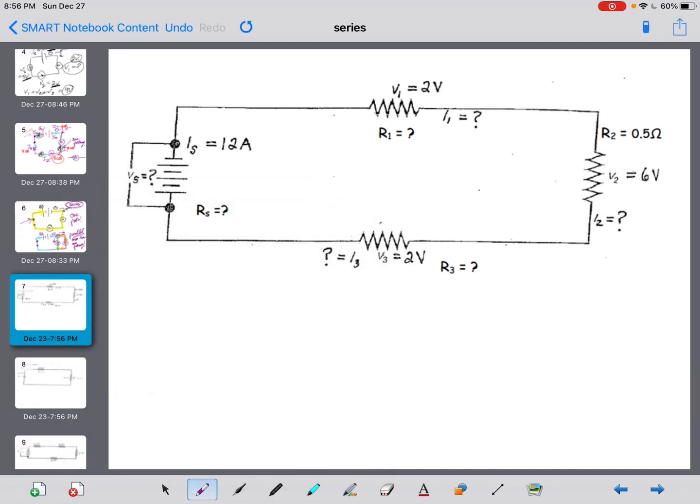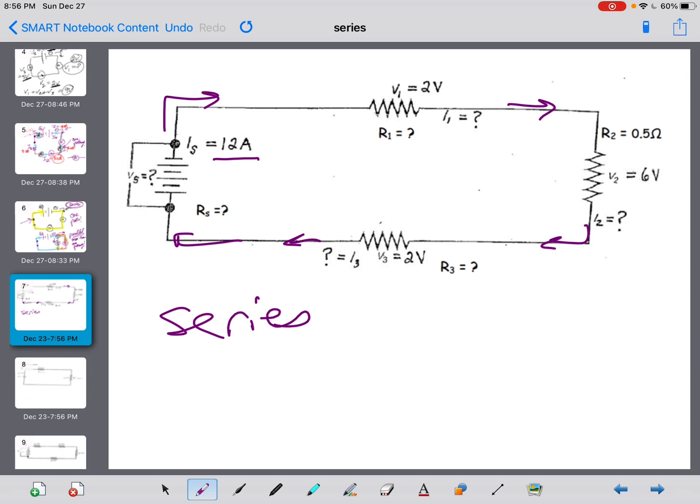Okay, so let's do current first. So current at the source, the battery here, is 12 amps. If we remember our relationship, current is the same no matter where, and we can tell this is a series. So first, of course, you'd want to check to see what type of circuit this is. If you follow along, there's only one pathway for the electrons to go on, right? So this definitely is a series circuit.